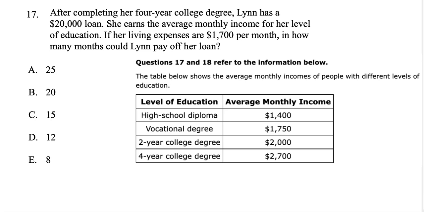Question 17. After completing her 4-year college degree, Lynn has a $20,000 loan. She earns the average monthly income for her level of education. If her living expenses are $1,700 per month, then how many months could Lynn pay off her loan? This is a great time to highlight or underline that final question.